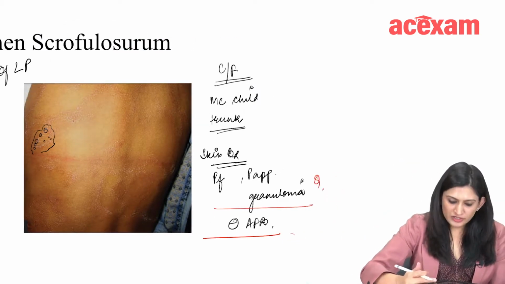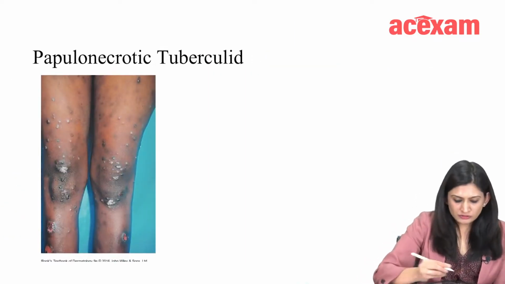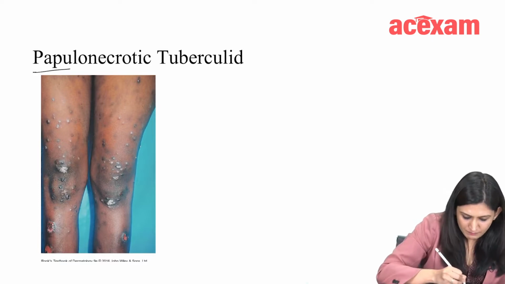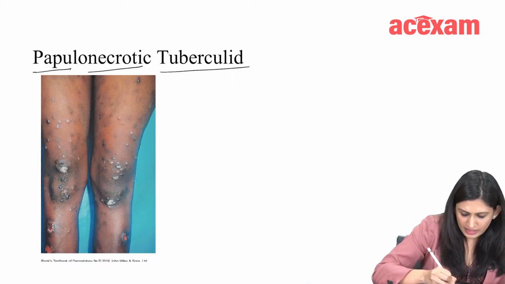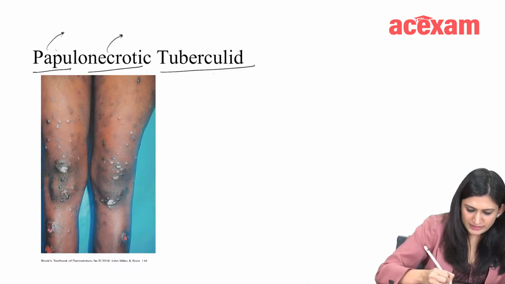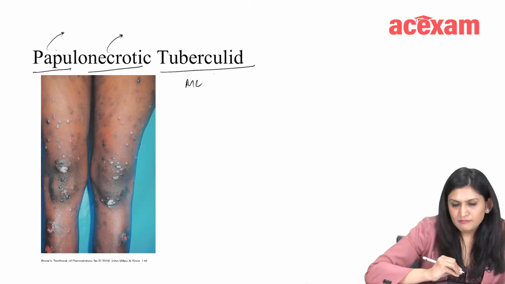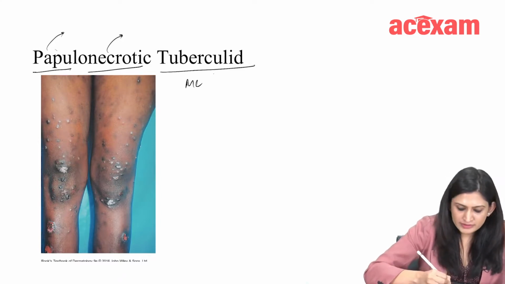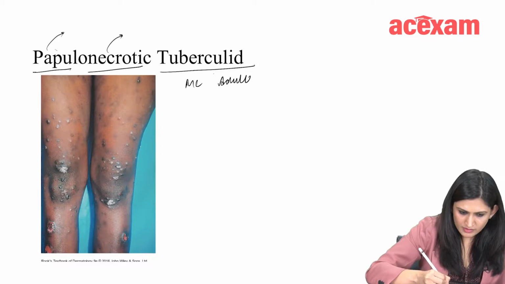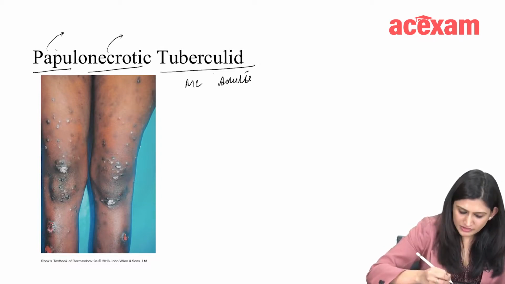So moving on to the next tuberculid, papulonecrotic tuberculid. Now, what do you decipher from the name? Papules, necrotic, and tuberculid. So there are necrotic papules present in a tuberculid. Lichen scrofulosorum is most commonly seen in children. This is seen in adults. So there will be multiple papules with central necrosis and ulceration.